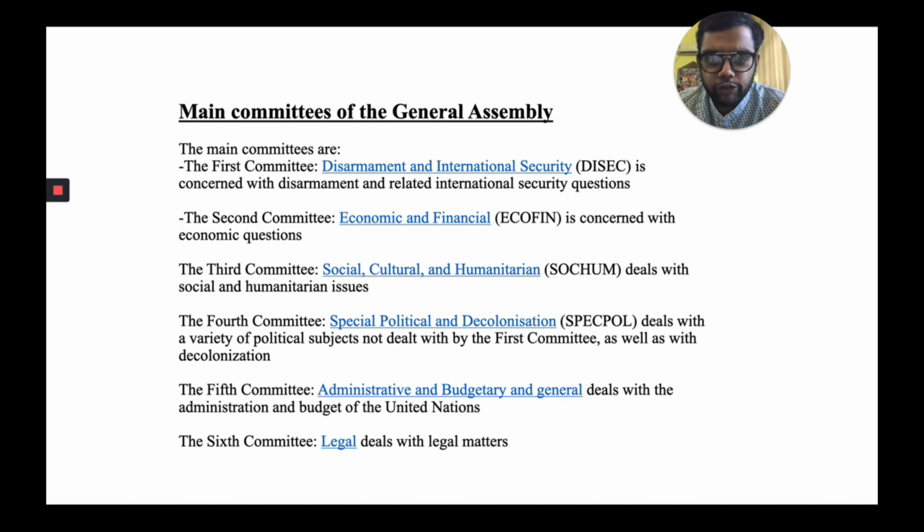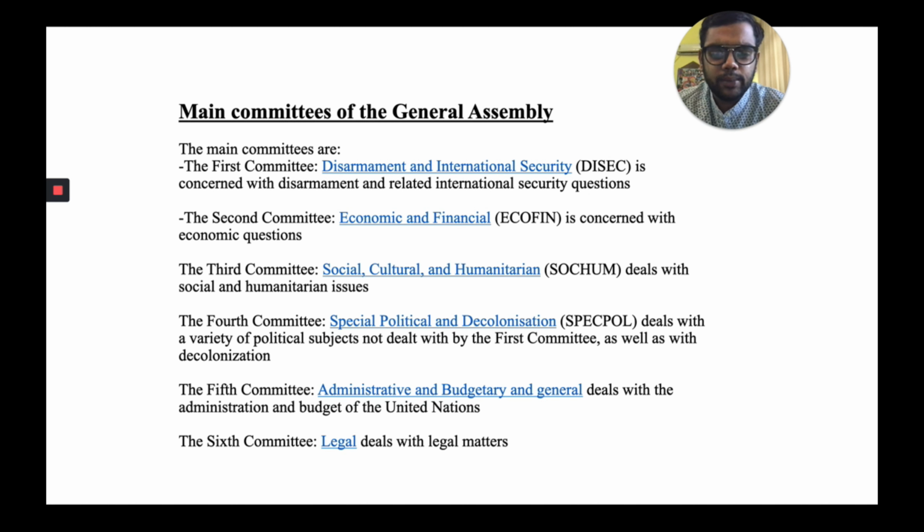Now, as you can see, the first committee is the Disarmament and International Security Committee, also known as the DISEC, and is concerned with disarmament and related international security questions. The second committee is the Economic and Financial, that is the ECOFIN, and is concerned with economic questions. The third is the Social, Cultural and Humanitarian, also known as SOCHUM, and deals with social and humanitarian issues. The fourth committee is the Special, Political and Decolonization, and also deals with a variety of political subjects which are not dealt with by the first committee.